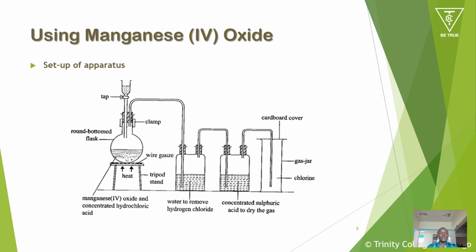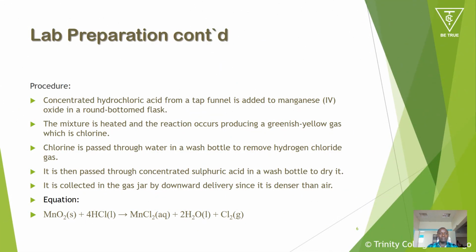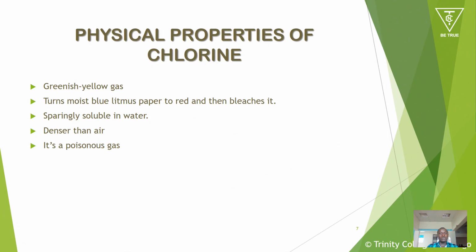The reaction occurs, but on heating. The reaction occurs on heating, producing a greenish yellow gas, which is chlorine gas. This gas is bubbled through water to remove hydrogen chloride gas, and then it is bubbled through concentrated sulfuric acid to dry the gas, and then it is collected by downward delivery since it is denser than air. So someone can briefly describe the preparation as shown there on the screen. Then the equation for the reaction you must also know, and of course the balancing, that is the equation for the reaction there.